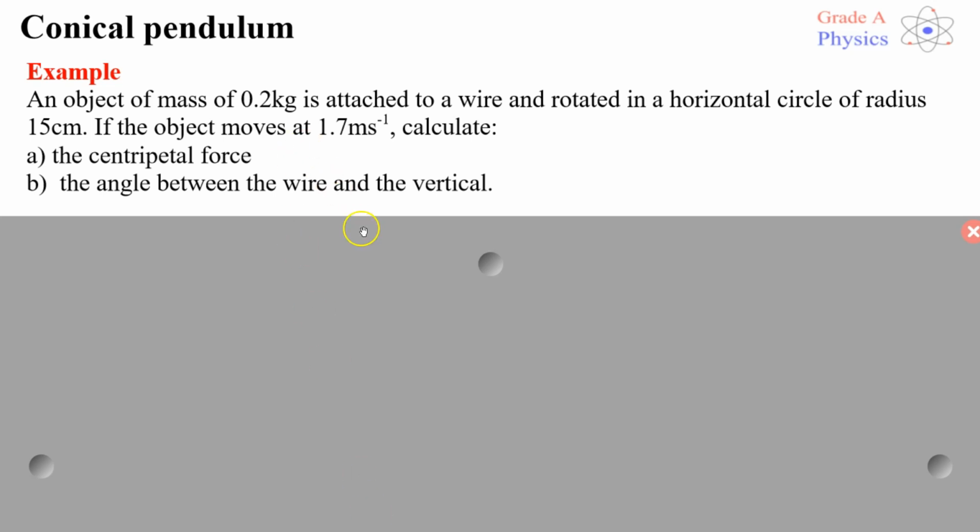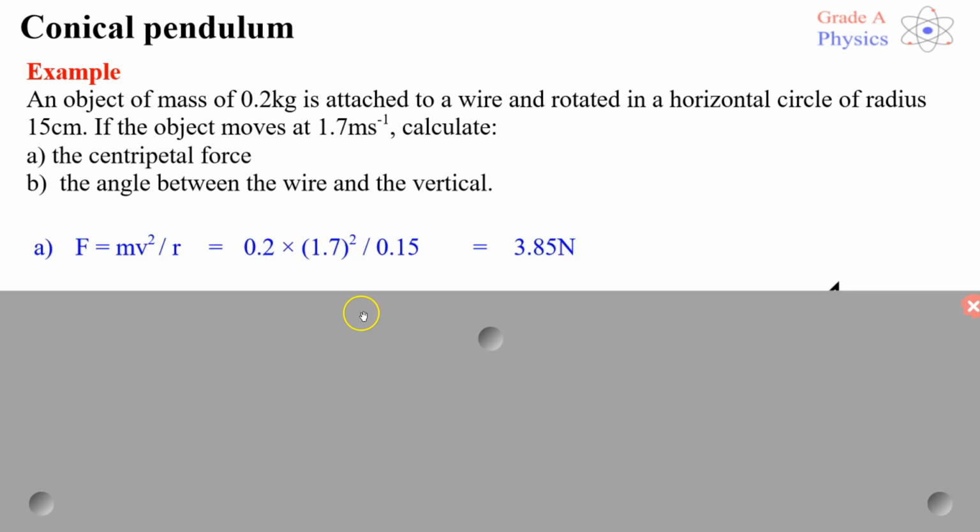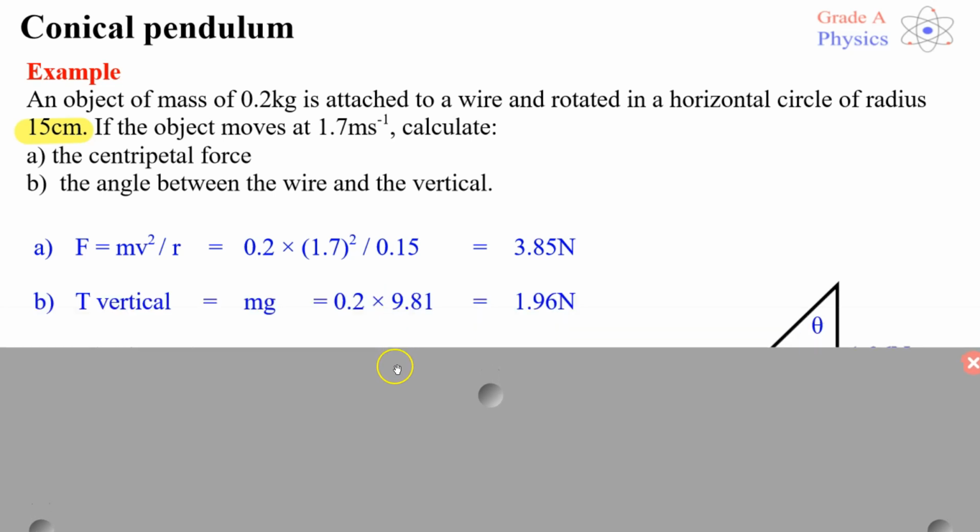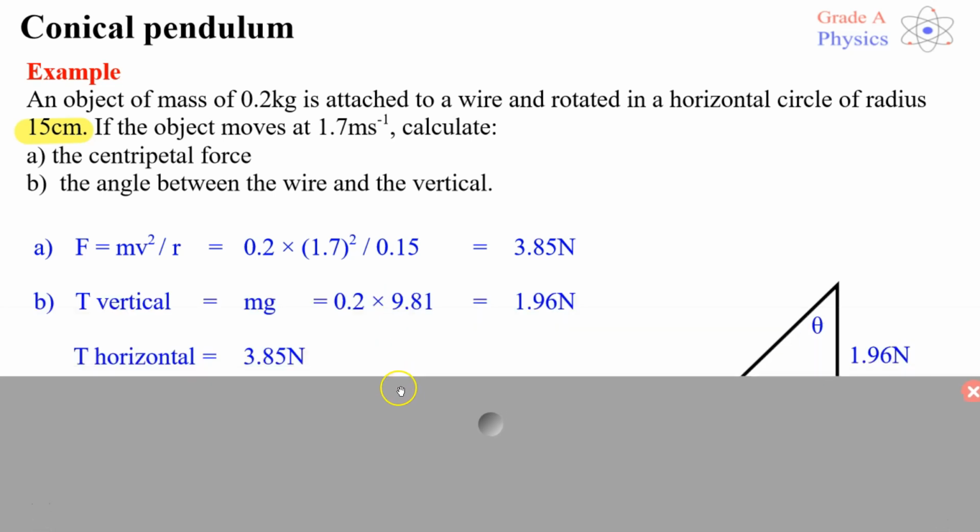So this is a really typical question. Part A is pretty straightforward. mv squared over r, nothing difficult about that. Make sure that we convert centimeters into meters, and we get 3.85. Okay, that's straightforward. Then we need to apply what we've just considered in the previous screen.